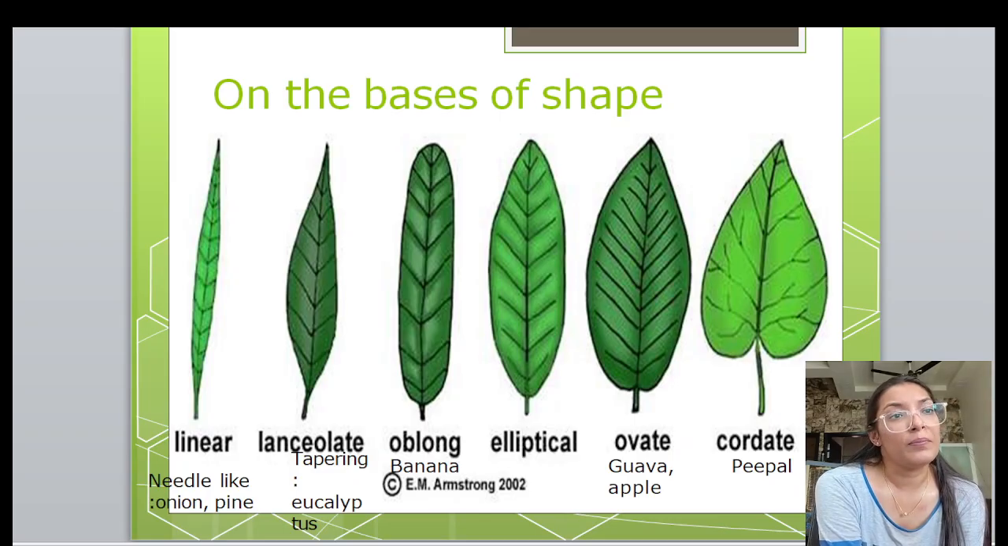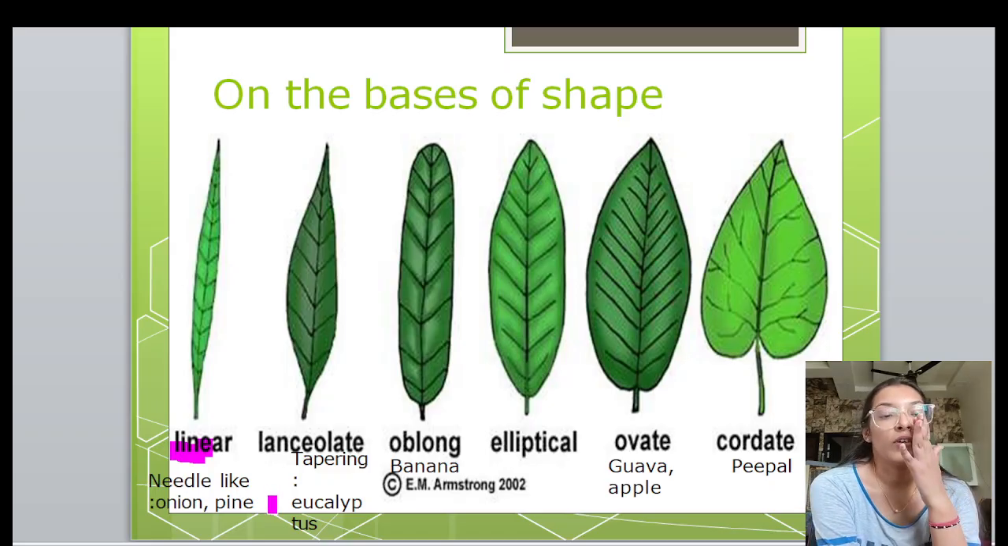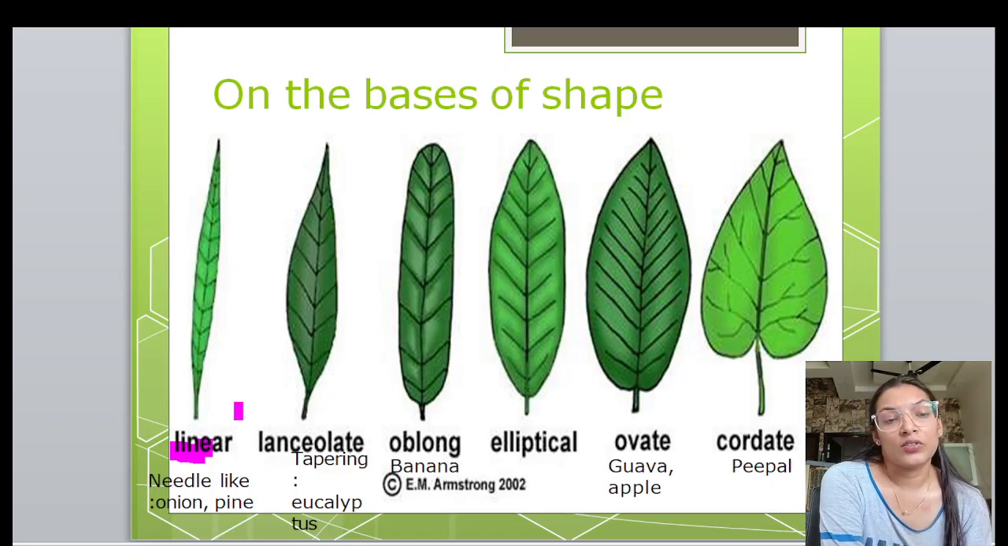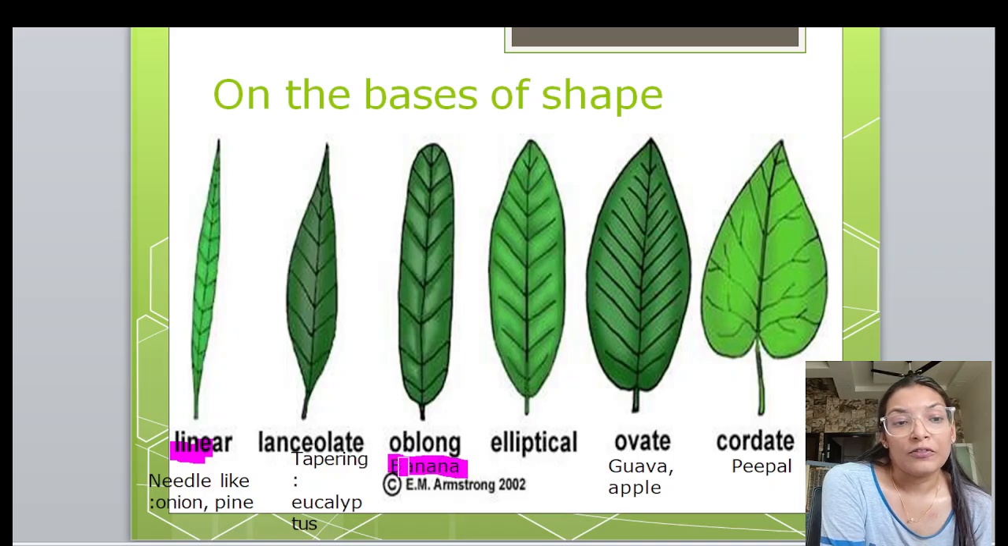Now on the basis of shape, the leaves are known by different names. Here you can see if it is a pointed structure at the end and it is lens-like, it is called linear. It is observed in the case of onion. If you observe the leaves of onion, you can say that the shape of the leaf is linear. Then if you have observed a banana leaf, the shape is called oblong, where it is oval and it is curved at the ends. Okay, in the end if it is pointed, then it is also called elliptical.